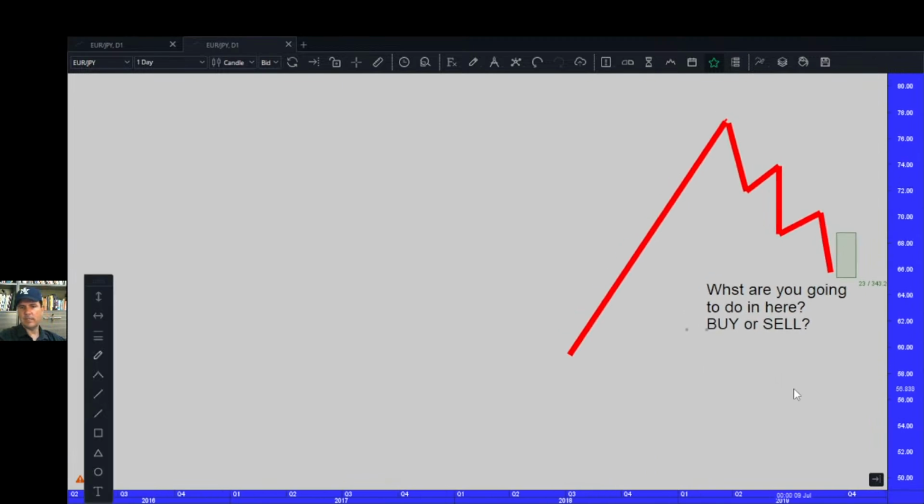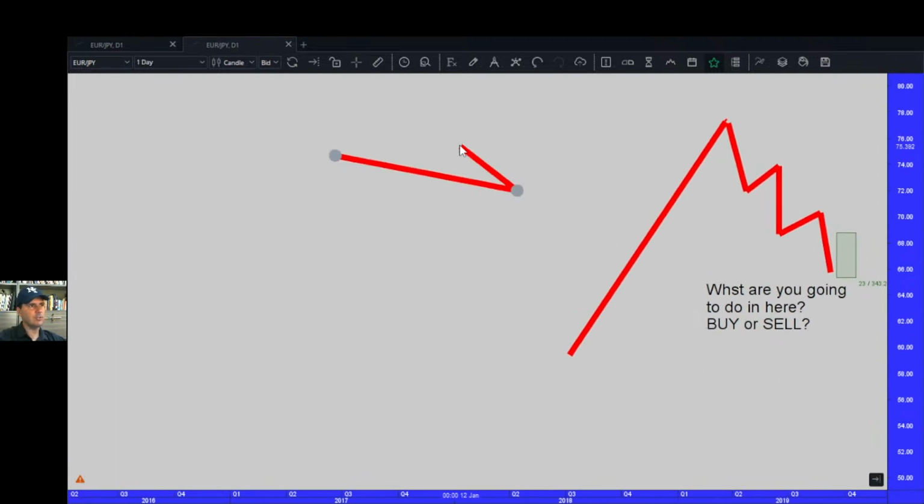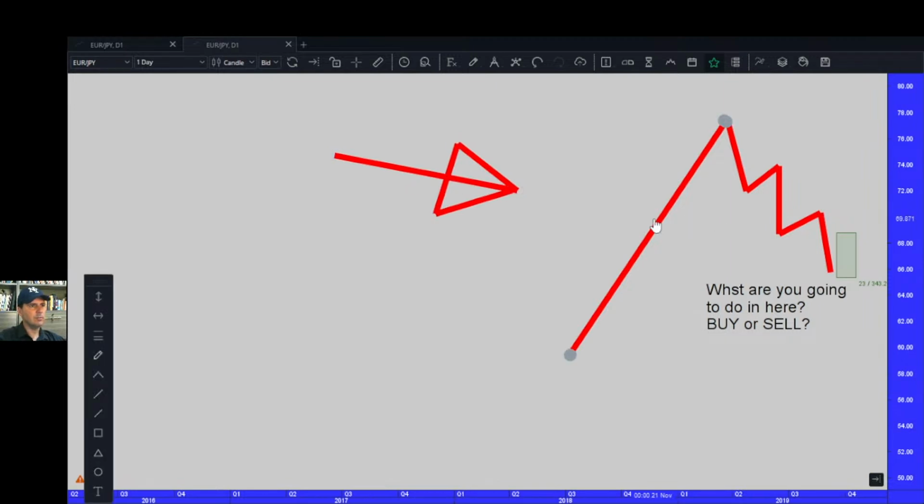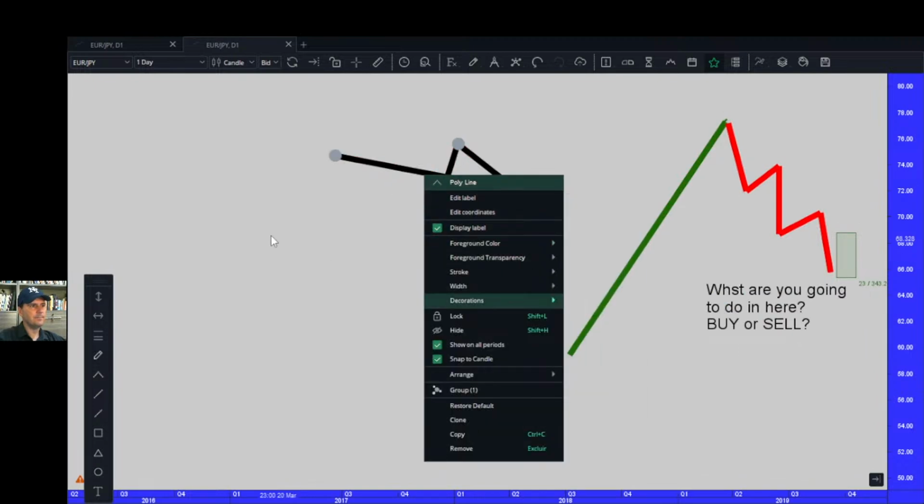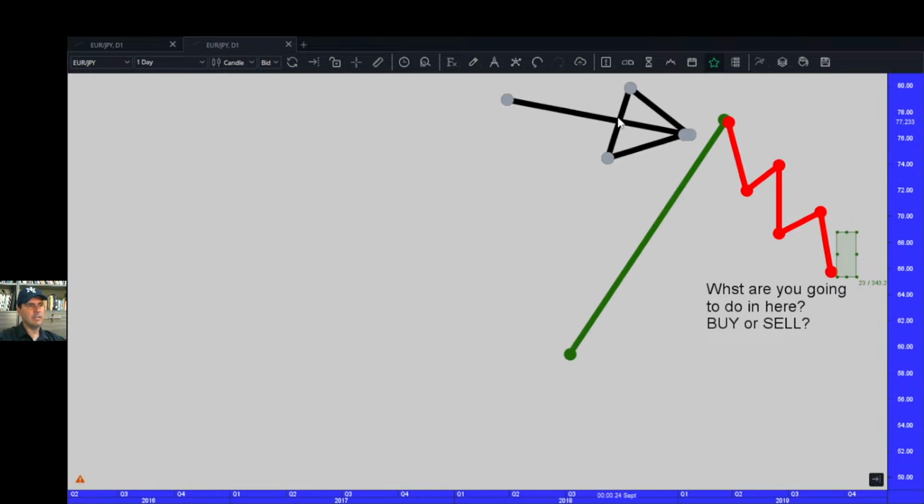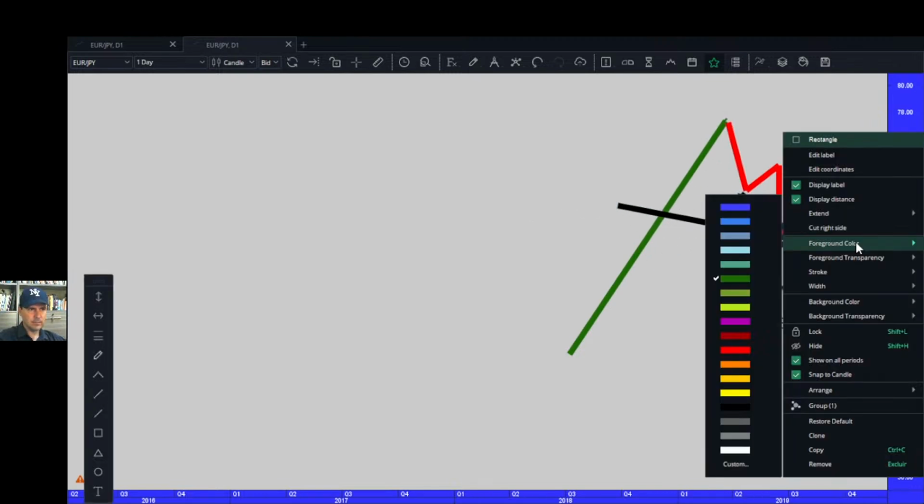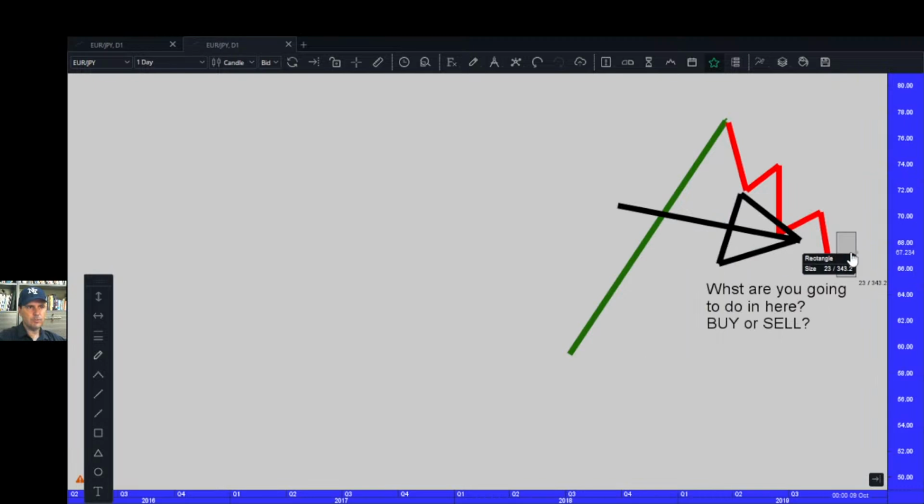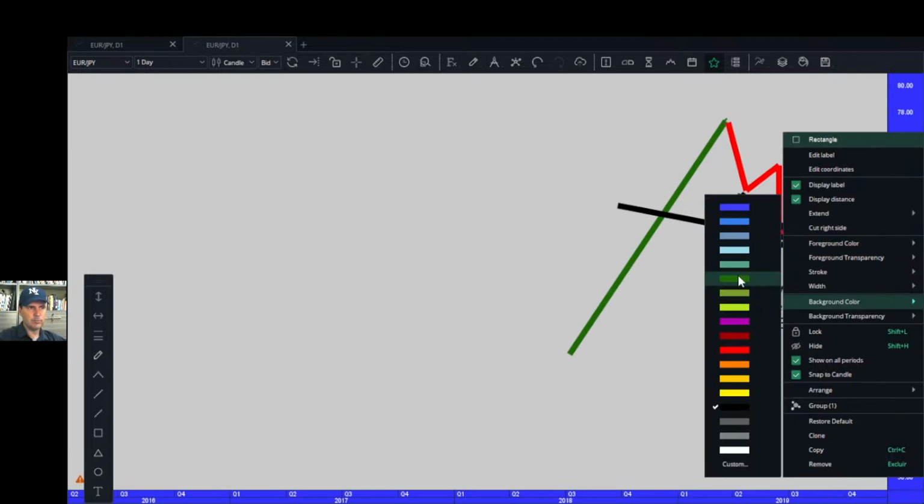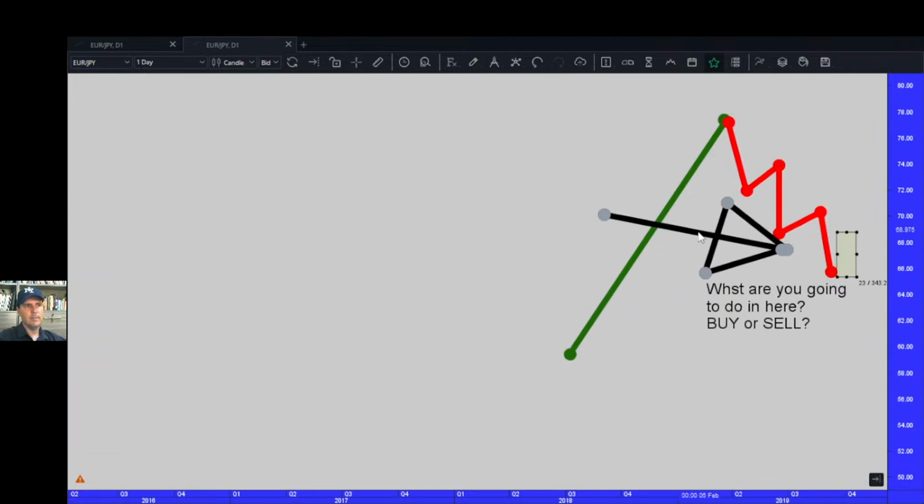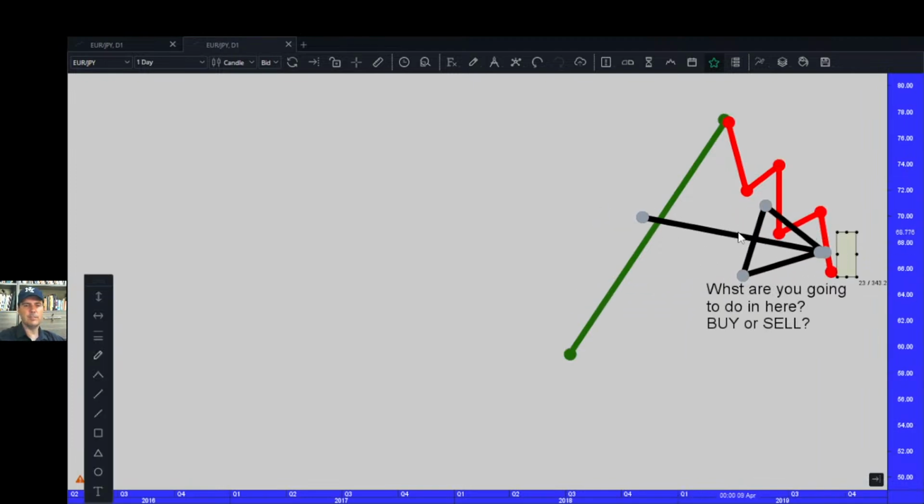Everybody, you have an up market structure, bullish market structure in here, right? So let's make this in green and this in black. You have a bullish market structure, but you have a short-term downtrend, and a bullish candle. Background color, green, there you go. A bullish candle or a bullish candlestick formation appears. What are you going to do in here? Buy or sell? There is no right or wrong.